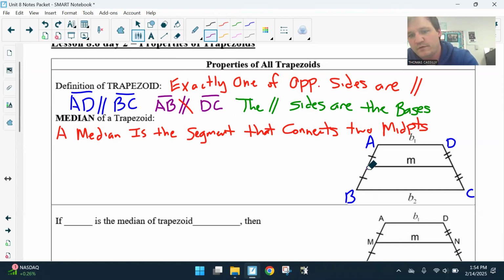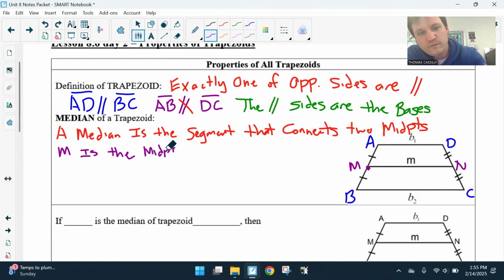So let's go ahead and call this point M, and I'm going to call that point N. All right, so we can say M is the midpoint of, how about AB? All right, N is the midpoint of, how about DC?